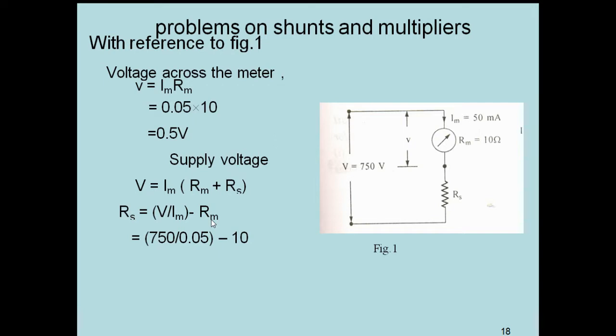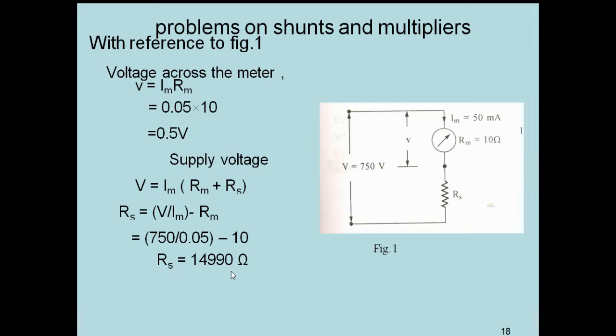Okay, so we know the things. Required voltage is 750 volts. The meter current Im is 50 milliamperes, and the meter resistance is 10 ohms. By this, we can calculate RSE as 14,990 ohms. If any one of you has not solved, please make a note. These problems are very important.